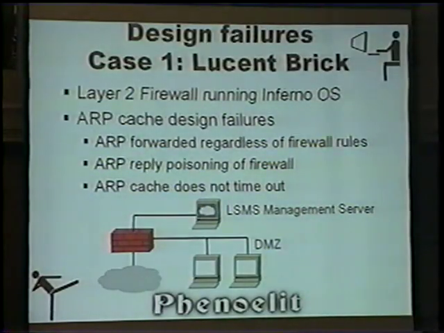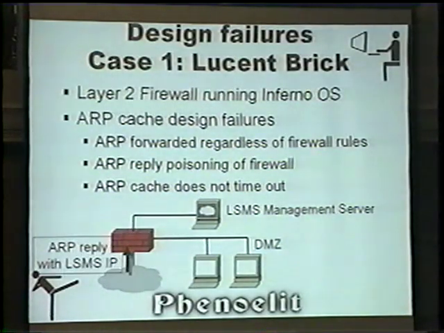The other thing with the replies is, if you send an ARP reply here with the IP address of the LSMS server, which is the management solution for those Lucent bricks, so here you have all the rule sets configured and you have all the logging taking place. Now you send from the outside an ARP reply with the IP address of this server and a different MAC address. The firewall thinks, oh cool, update ARP cache, new entry, and yeah, you are not going to manage your firewall anymore. Attacker sends one packet and you're out.